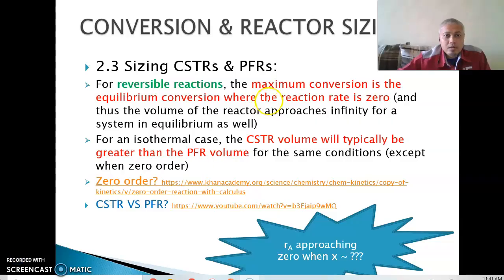For a reversible reaction, the maximum conversion is the equilibrium conversion, where the reaction rate is 0 and thus the volume of the reactor approaches infinity for a system in equilibrium as well. So the same thing happens for a reversible reaction. For an isothermal case, the CSTR volume will typically be greater than the PFR volume for the same condition, except when the reaction is zero order.